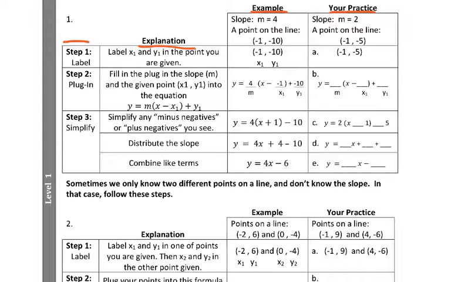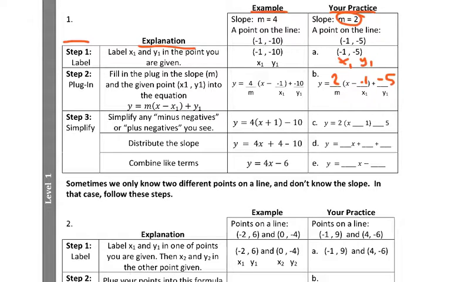Step 1 says we need to label. We want to label x1 and y1 in the point you are given. So, if you were given the point -1 and 5, we would label our x1 number and our y1 number. Step 2, we want to plug information in that we already know. So we were given our slope, a slope of 2. That goes right here. So then we're going to do x minus x1, which in this example is -1, plus y1, which is -5.